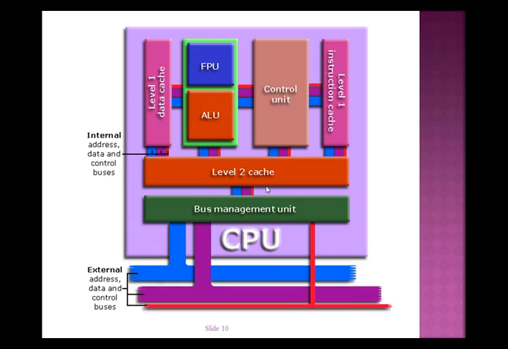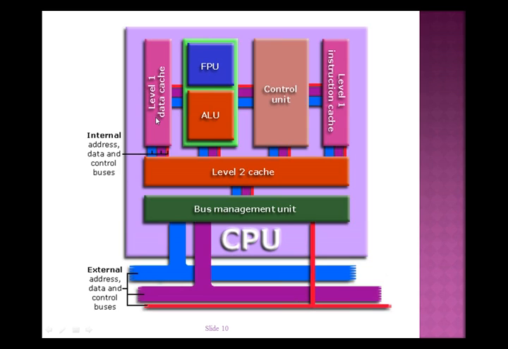This is your diagram. These are the level 1 cache, the level 1 instruction cache, the control unit. These are the data buses. This is the internal address, data and control buses. There is an FPU, that is the floating point unit. There is an ALU, that is the arithmetic and logical unit.